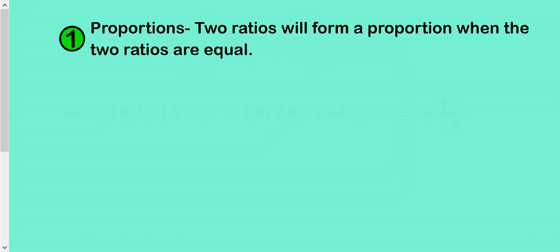Alright, so this lesson is related to proportions, and proportions are just two ratios. Well, a proportion is when two ratios will form a proportion when the two ratios are equal. So a proportion is just two equal ratios. Go ahead and pause the video here. Make sure you get this definition written down in your notes.